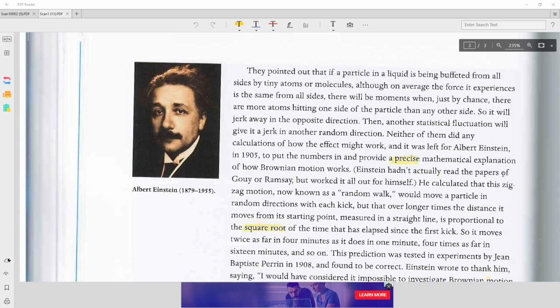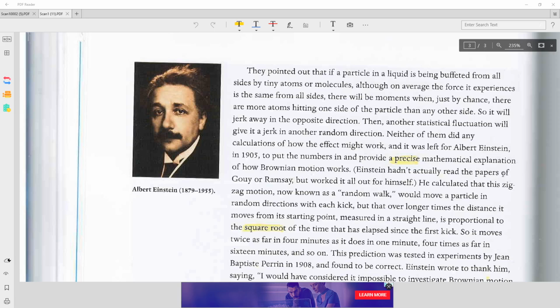They pointed out that if a particle in a liquid is being buffeted from all sides by tiny atoms or molecules, although on average the force it experiences is the same from all sides, there will be movements when, just by chance, there are more atoms hitting one side of the particle than the other side. So it will jerk away in the opposite direction. Then another statistical fluctuation will give it a jerk in another random direction.